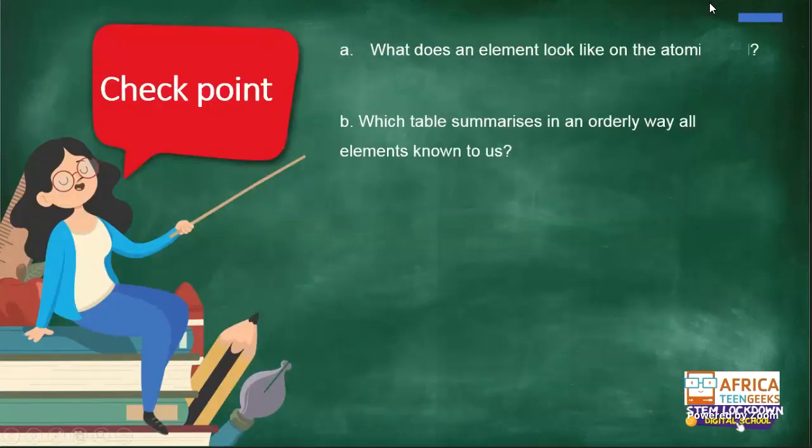So let's do a checkpoint. I'm going to ask you a question, and you can answer. You can raise your hand. What does an element look like on an atomic level? Does anybody know? And also, what table summarizes in an orderly way all the elements known to us? So if you want to type it, you can write A or B, or you can raise your hand and my host will unmute you. Okay, 2 is the periodic table. Well done.